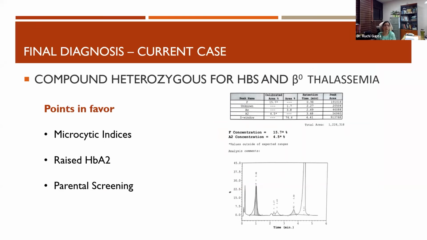So the final diagnosis in our case is a compound heterozygous sickle beta with co-inheritance of beta 0 thalassemia. So why beta 0 thalassemia? Because there is no A. The coexistence of beta thalassemia has been documented by screening the parents, but otherwise also, the points which we had in favor were that there were microcytic indices, the A2 was raised, and the parental screening kind of clinched the diagnosis.